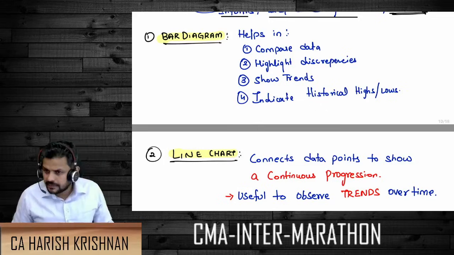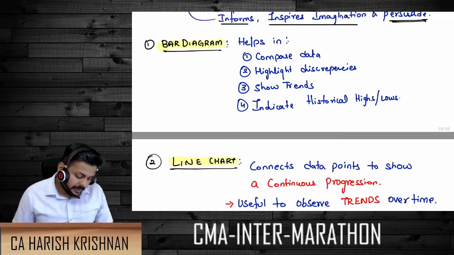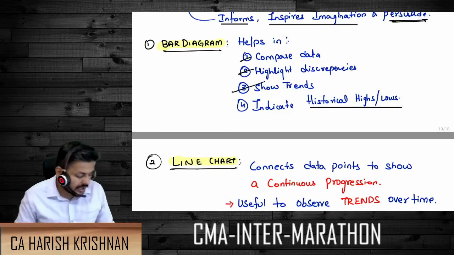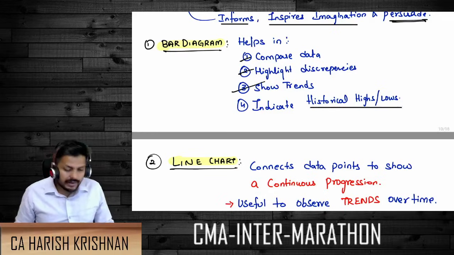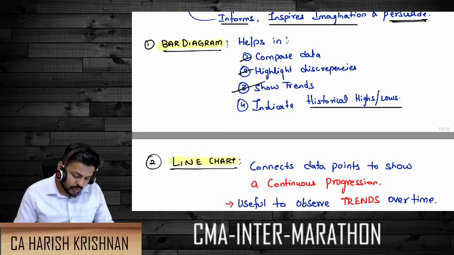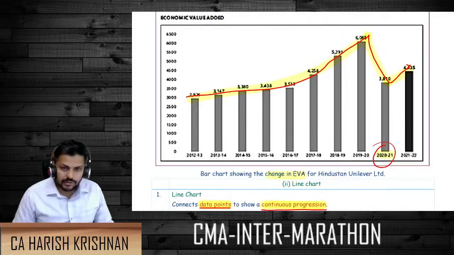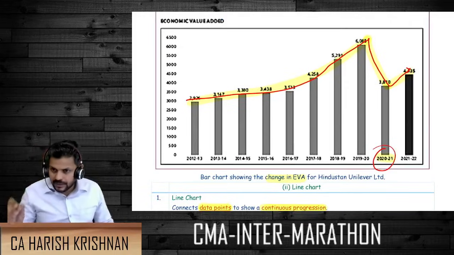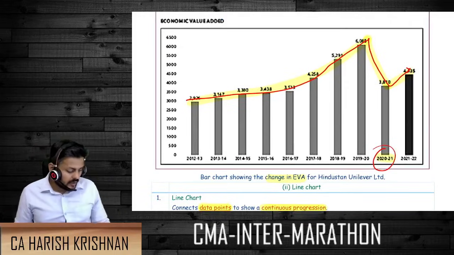Bar diagram, first one. Bar diagrams help in comparing the data, highlight the discrepancies, show the trends, and indicate historical highs and lows, all of which are possible in a bar diagram. Can we parallelly also see how a bar diagram looks like? Let me get to that and show you how a bar diagram looks like. There you go. That is how a bar diagram looks like. It shows the ups, downs, current situation, everything very clearly.